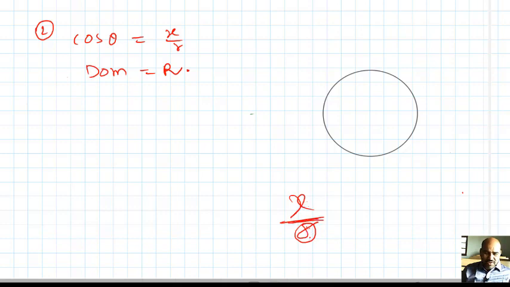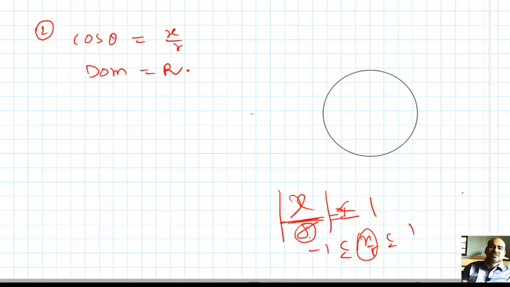The denominator value is equal to the numerator value or always greater than the numerator value, which means this may be 1. Sometimes, in the diagram, this may be minus 1. So this fraction value always lies between minus 1 and 1. In other words, mod of x by r is lesser than or equal to 1. The same argument: minus 1 lesser than or equal to x by r lesser than or equal to 1. X by r means cos theta also lies between minus 1 and 1. So the domain and range of the sin function and cos function are the same.